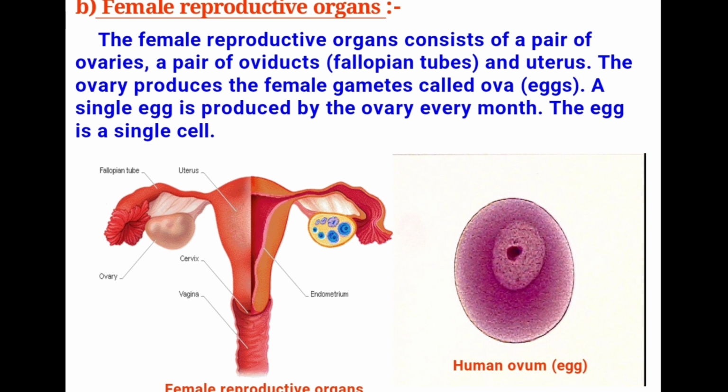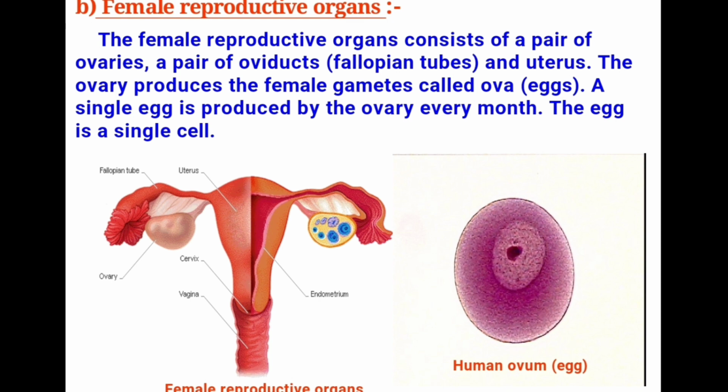A single egg is produced by the ovary every month. This is a single cell, the human ovum or female gamete. As I said, the sperm is known as the male gamete and the egg or ovum is known as the female gamete. So in the female reproductive organ, the parts are uterus, fallopian tube, ovary, and vagina. And this is an egg or ovum or female gamete.